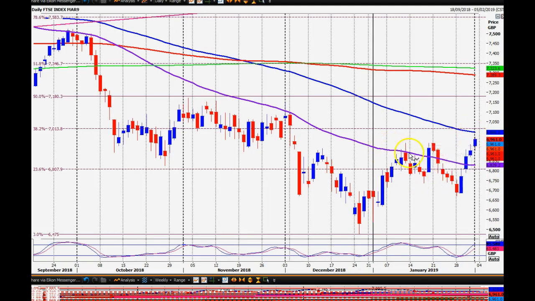The 55-day moving average has done a great job, not so great here. Let's see what the 100-day moving average does. If we get through 7,000, that's going to be a very clear buy signal for the FTSE. I guess the right strategy is to sell it in the 69.50, 7,000 area with a stop and reverse above into a long position.